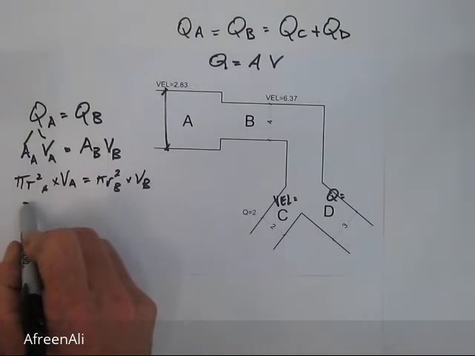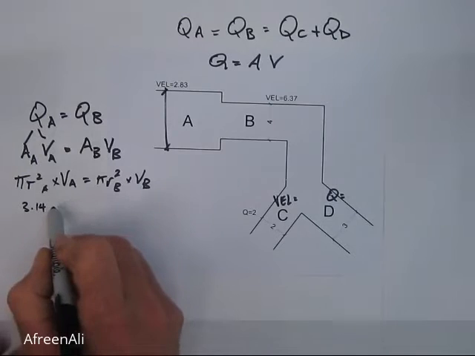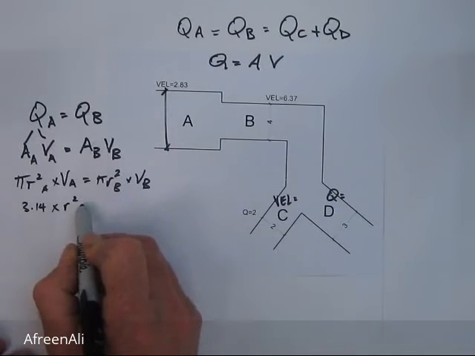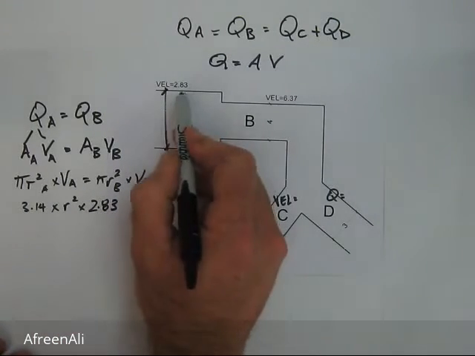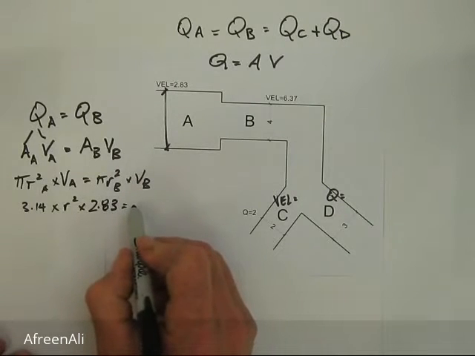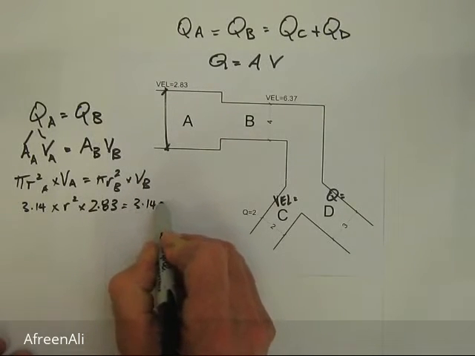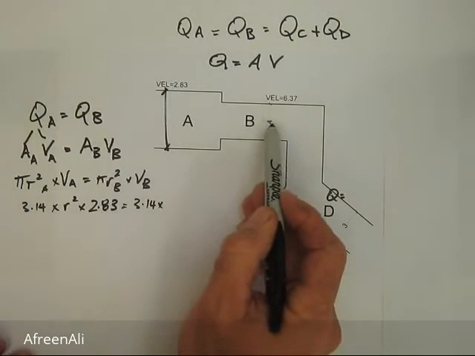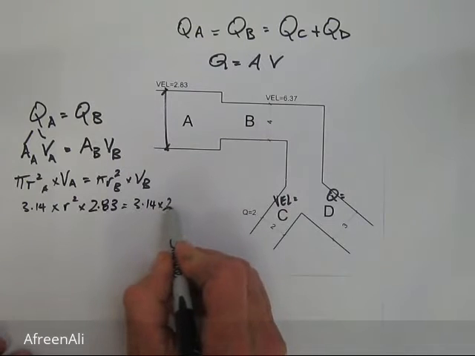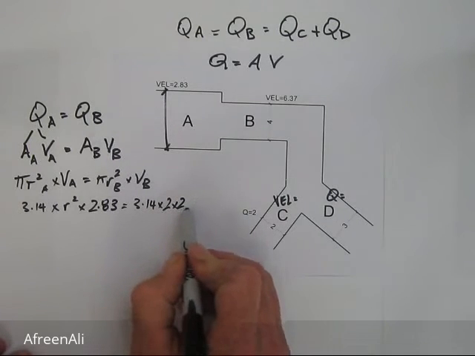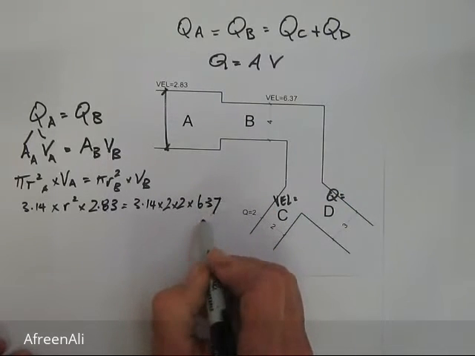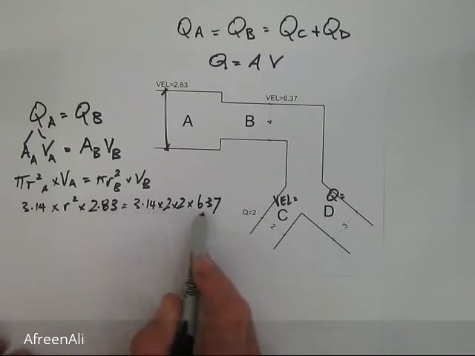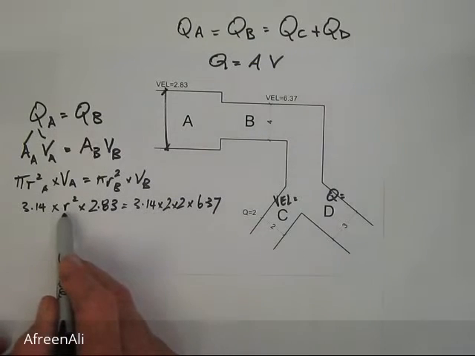We know pi, which is 3.14. We don't know the radius. We know the velocity at A, that's 2.83, that's given here, equals pi times the radius at B. We're given the diameter is 4, so the radius must be 2. Radius squared, 2 times 2, times the velocity at B, 6.37. So now we can calculate these values and transpose to separate r squared to find the value of r.